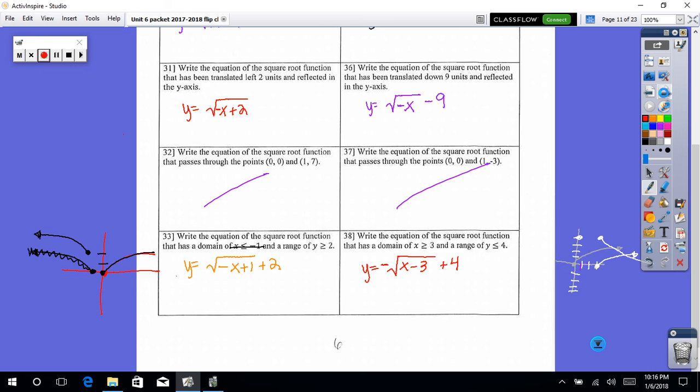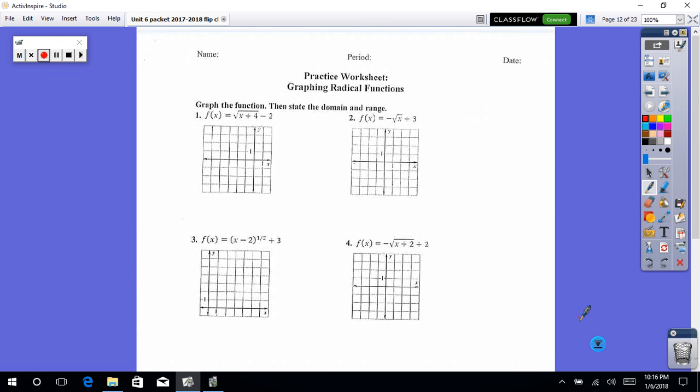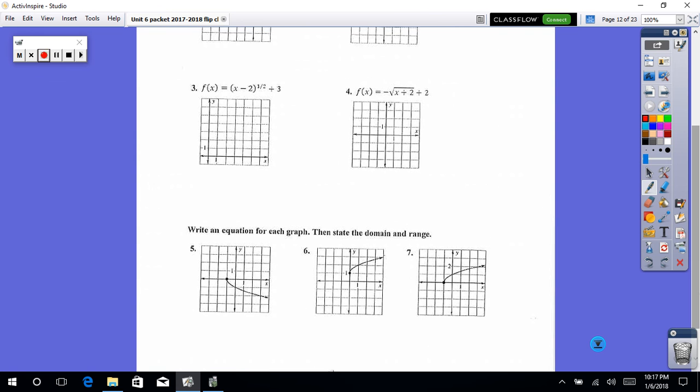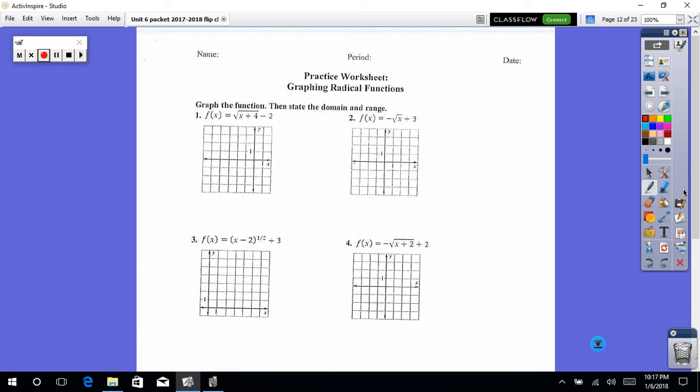Okay, flip on over to page 7. Okay, 7 gives us an equation again. It wants us to write the domain and range on numbers 1 through 4. It gives us the equation, and wants us to sketch a picture and do the domain and range.